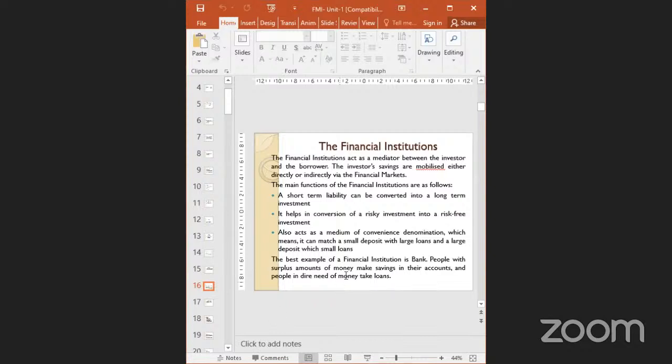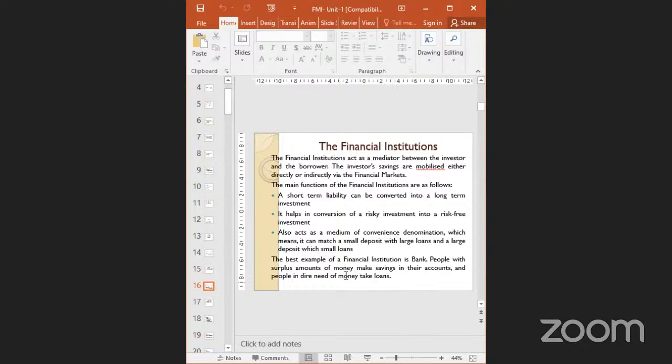Now, while we're talking about financial institution, remember a financial institution is a certain kind of institution available in the market, which sells the product on behalf of the market. On behalf of the market, these are the institutions that sell various kinds of products and services. The main function is that this market is concerned with short-term liabilities, which can be converted into long-term investment. Second, it helps in conversion of risky investment into risk-free investment.